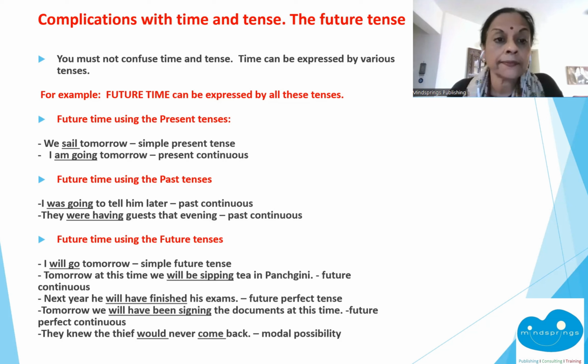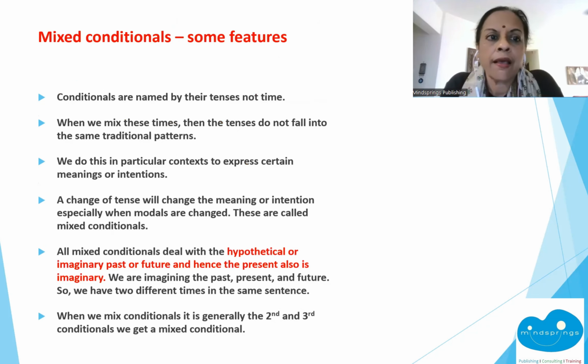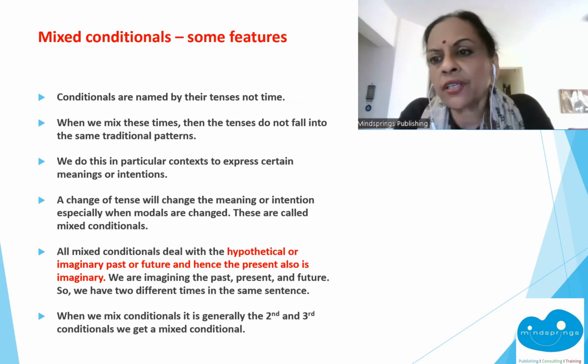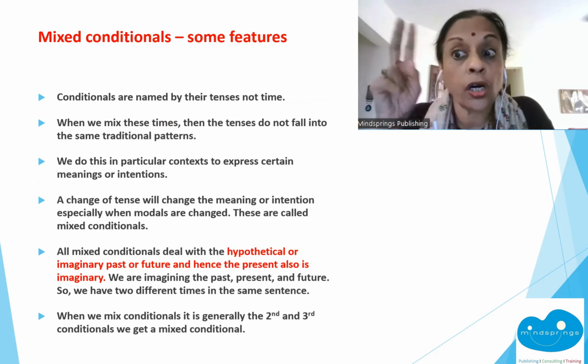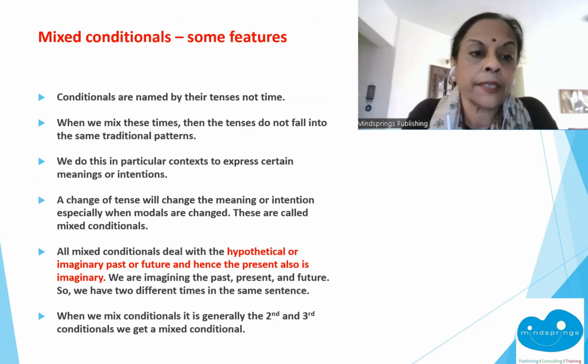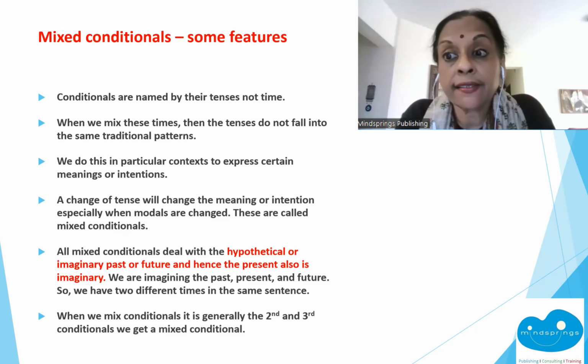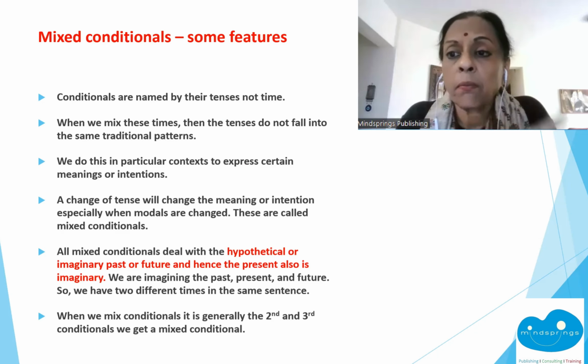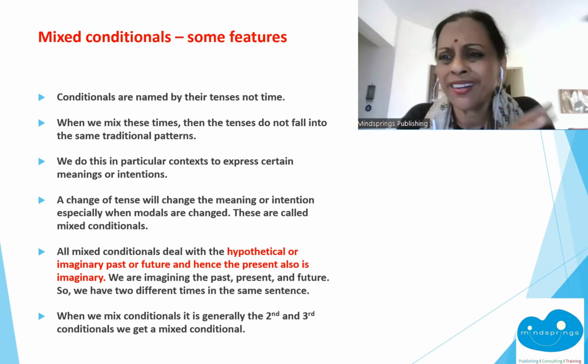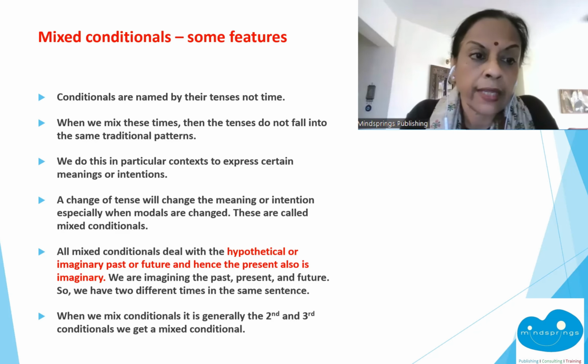Complication. Now that we've understood that time and tense are not related, we have enough proof here. Let us carry on. So the mixed conditionals have some features. When we mix those four conditionals, we just saw how third and second we mixed. Conditionals are named by tenses, not time. So why do we say past conditional, zero conditional? We are actually talking about the tenses, present plus present, past plus would, etc. We are talking about tenses when we are naming conditionals.